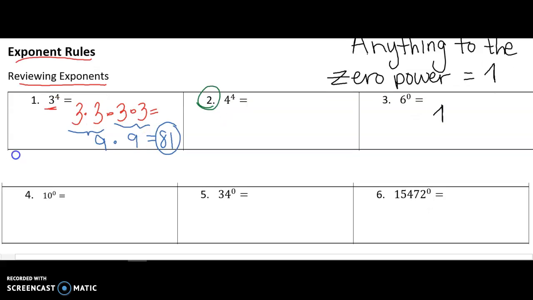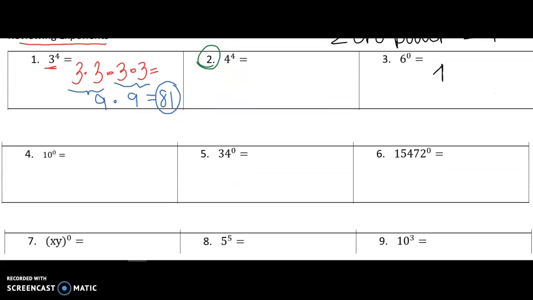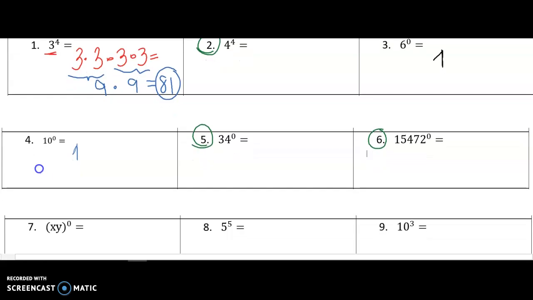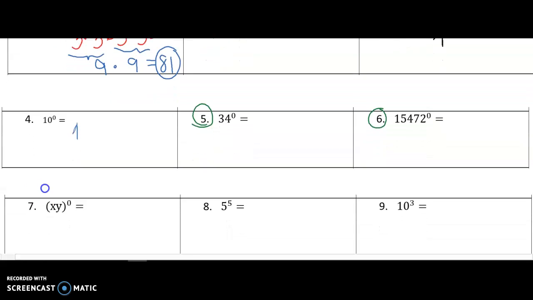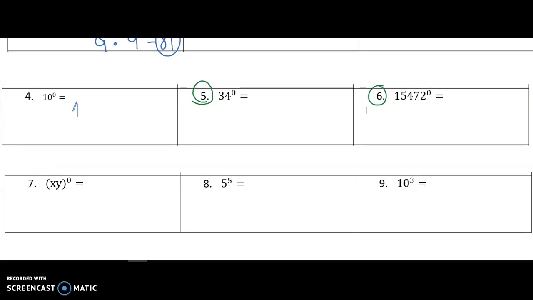Now let's go ahead and move on to number 4. Number 4 has 10 to the 0 power. Again, anything to the 0 power is 1. So number 4 equals 1. I'm going to go ahead and let you do number 5. You do number 6. Make sure you write these down in your notebook or on the sheet of paper, whichever you have. Now let's look at number 7.